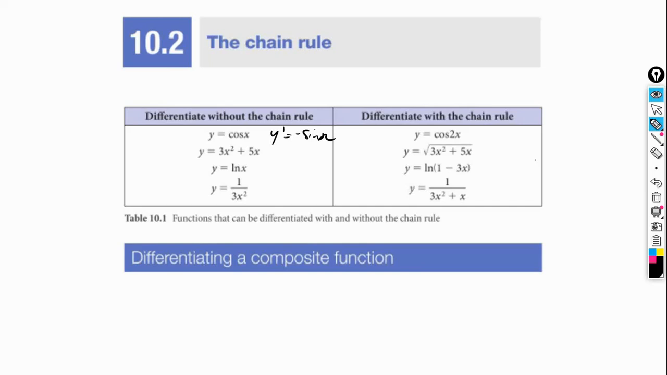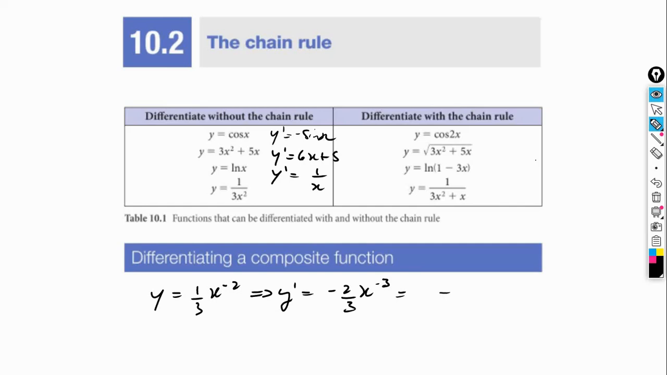We know how to do the derivative of a polynomial by using the power rule. So we know that this is the same as 6x plus 5. We know that the derivative of natural logarithm of x is going to be 1 over x. And in this final case, we can rewrite it as y equals 1/3 times x to the minus 2. And we know that the derivative of this would then be equal to minus 2/3 times x to the minus 3, which then we can rewrite as minus 2 over 3 times x cubed.